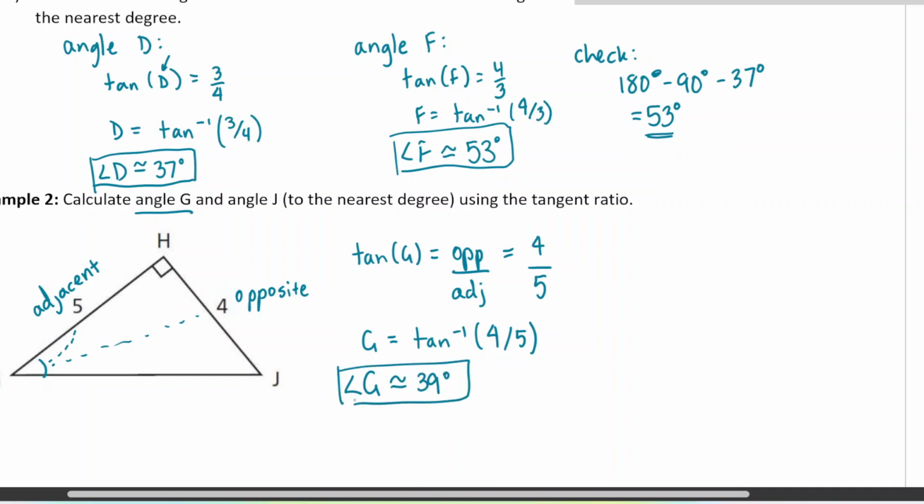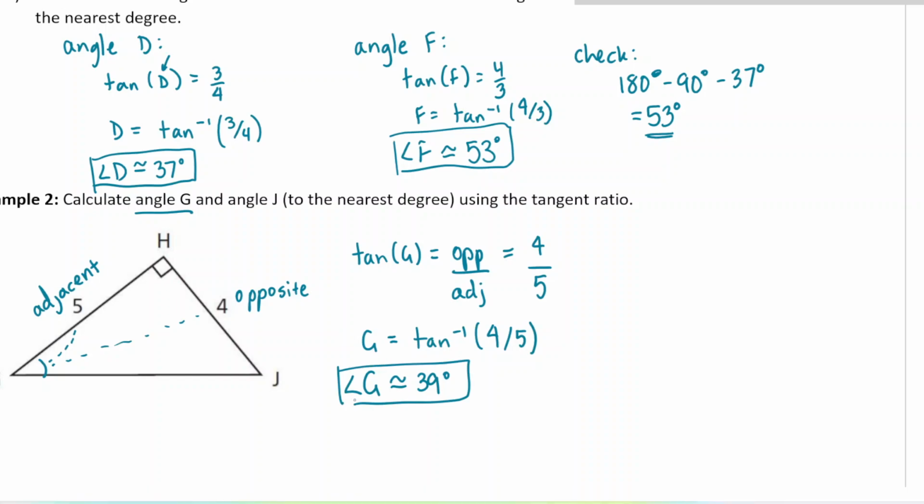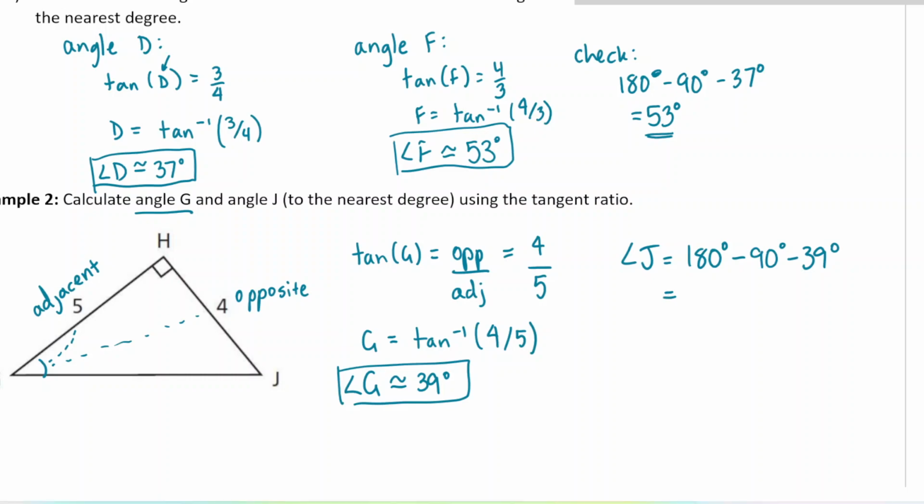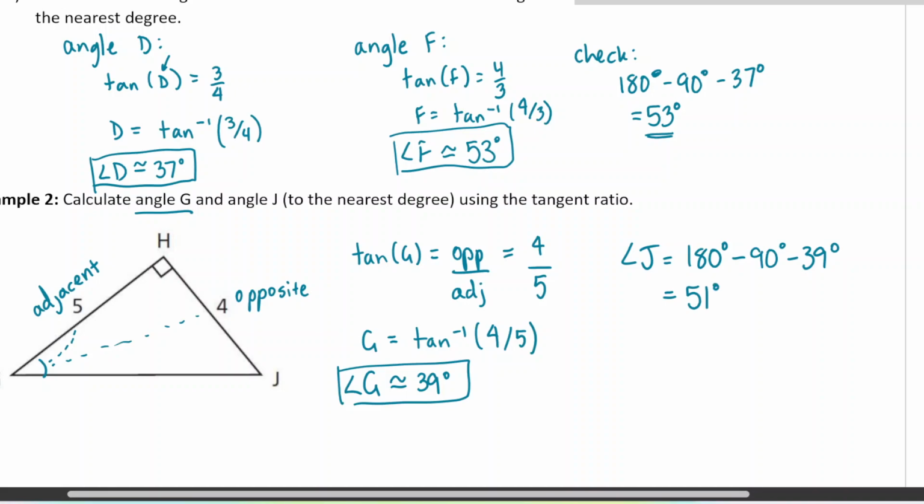Now I have two choices here for angle J. I can either do the same thing again, or I can just subtract from 180. I find it slightly faster to subtract from 180, so I'm going to do it that way. So I'm going to take 180 minus the 90 I already have, and minus the 39 I calculated for angle G, and I will get 51 degrees. So angle J is equal to, I'll put a little squiggly because it's not exact, about 51 degrees. So this one here is 39, this one here is 51.